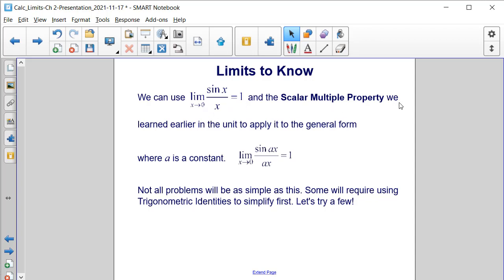and the scalar multiple property we learned about earlier in the unit to apply it to a general form where a is a constant to say that the limit of sine of a times x divided by the product of a and x as x approaches 0 is equal to 1. Now, not all problems will be as simple as this. Some will require using trigonometric identities to simplify first. Let's actually try a few to see what they look like.